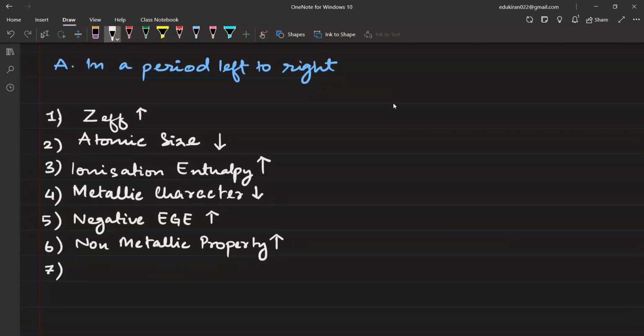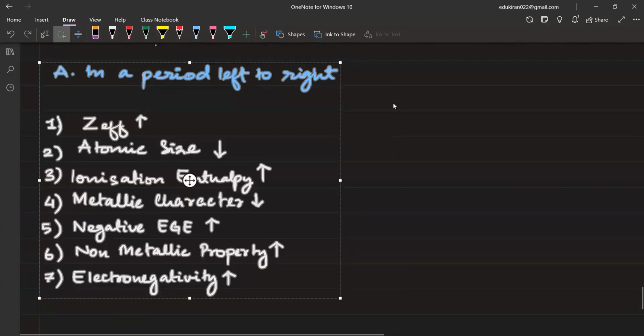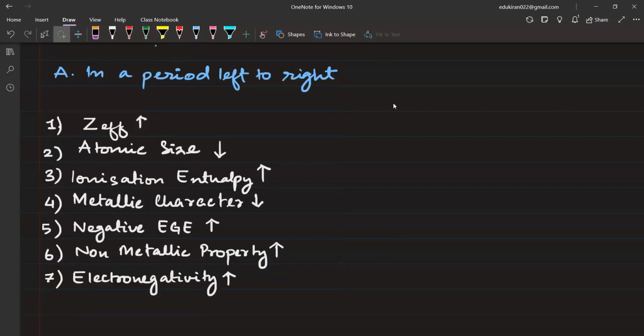Seventh is electronegativity. The electronegativity also increases as we have just seen. Okay, so we are going to discuss the same things for top to bottom in a group.